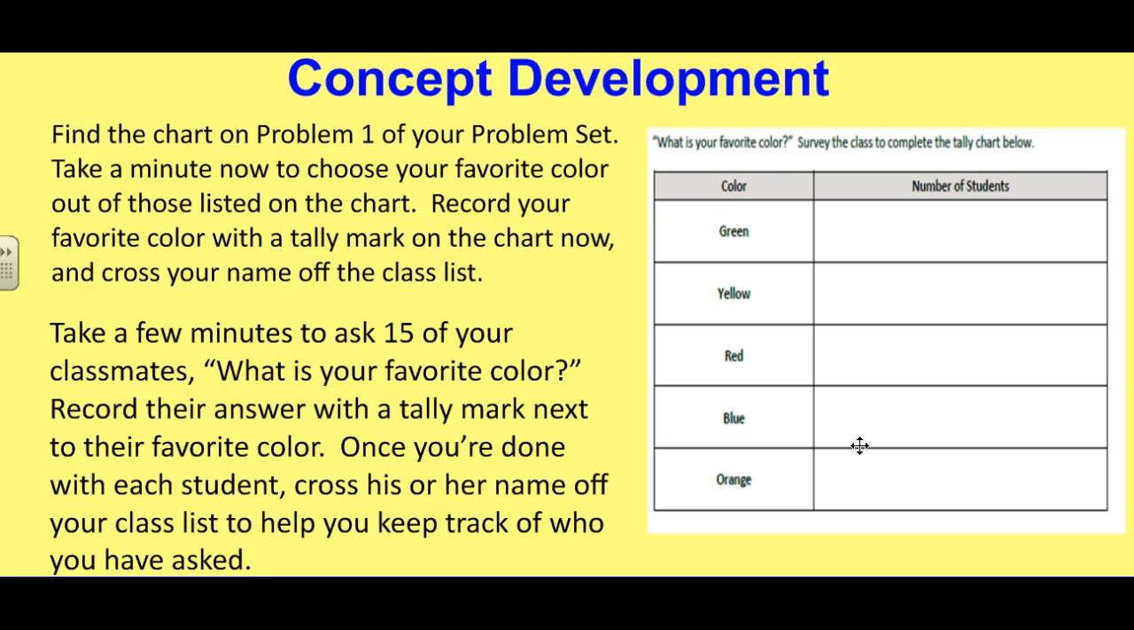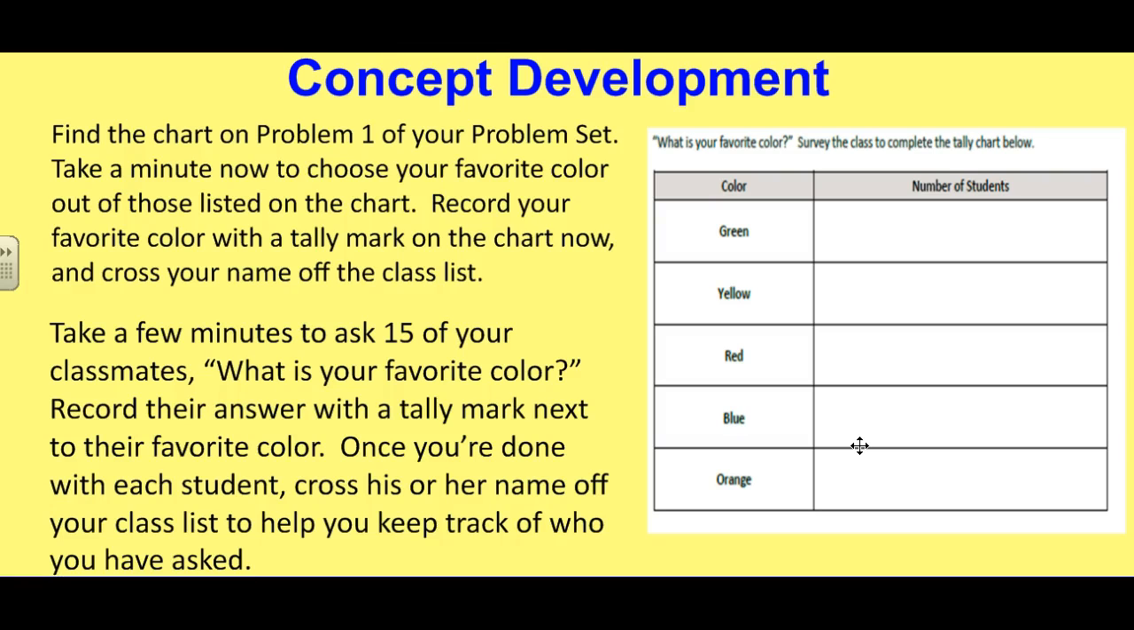Before you start surveying 15 students in the room, I do want you to go ahead and put a tally mark next to your favorite color on the chart. Once you have put down your favorite color on the chart, just take a few minutes, don't take that long of a time, and go ask 15 of your classmates what their favorite color is, and make sure that you record their answer with a tally mark next to their favorite color on your chart, and make sure you're marking off their name from the class list so that way you are keeping track of who you asked and know whenever you've asked 15.